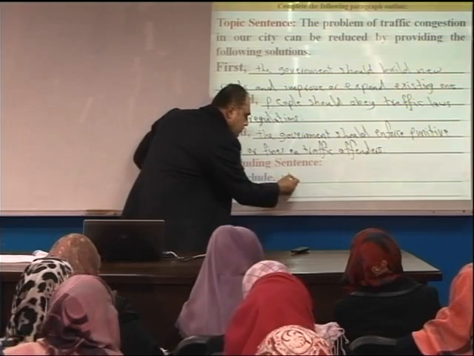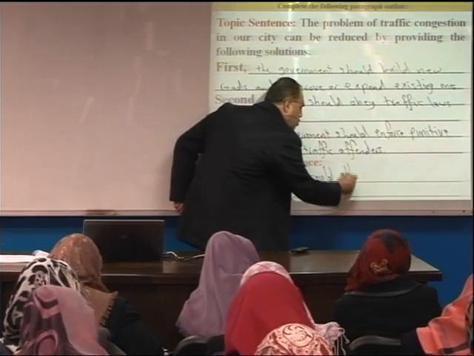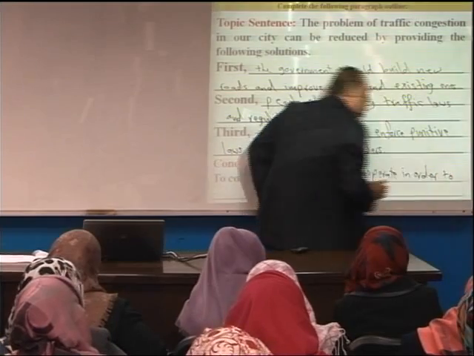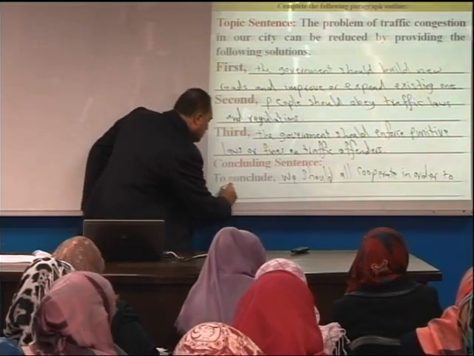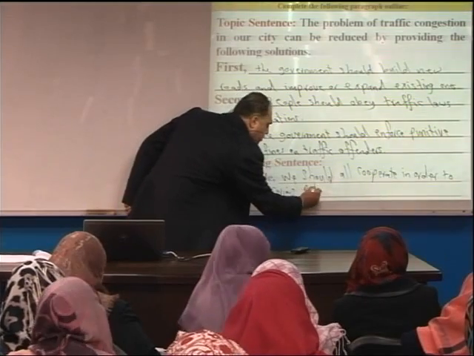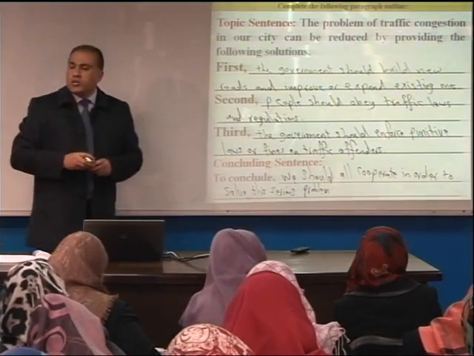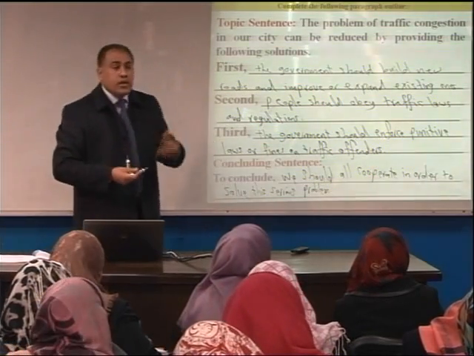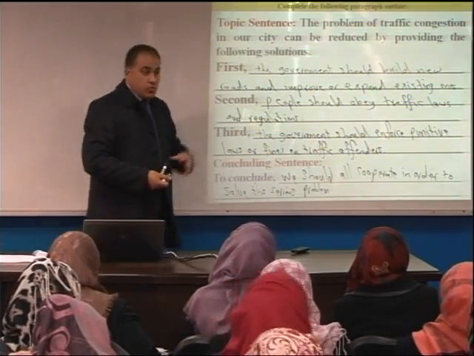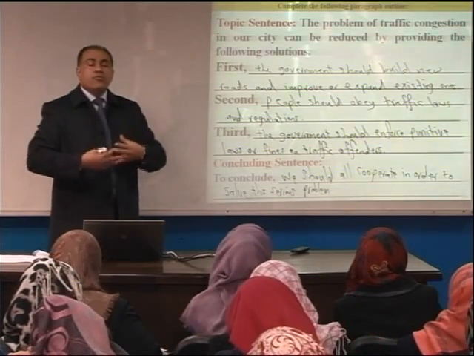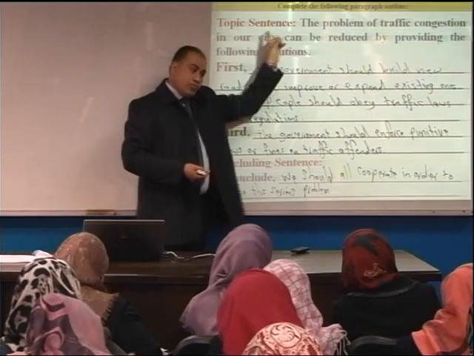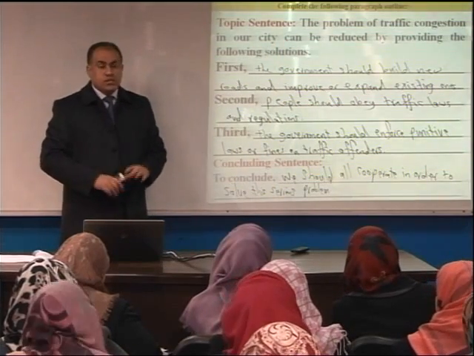Or we can say we should all cooperate in order to solve this serious problem. All right? Or any other kind of concluding sentence that sums up the idea or gives a recommendation or a final thought to the ideas that we stated here. So this is what a paragraph should generally look like from looking at this outline: a topic sentence, some ideas to support the main idea, and a concluding sentence. Is this clear? Yes. All right.